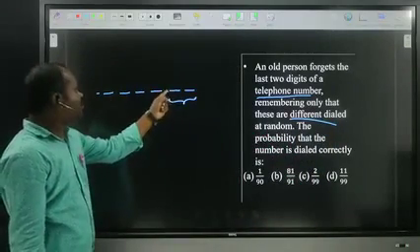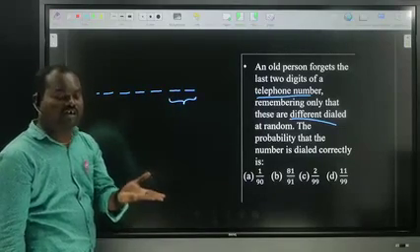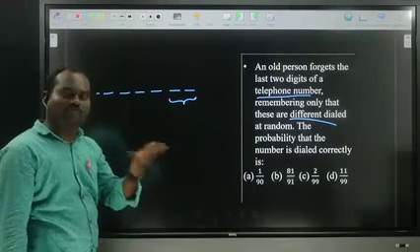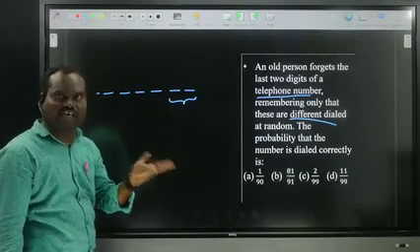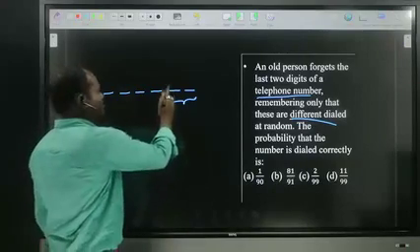In the first place, anyone from 0 to 9 can occur: either 0 or 1 or 2, 3, 4, 5, 6, 7, 8, 9. Anyone from 0 to 9 will be there. That means for this place, how many chances? 10.